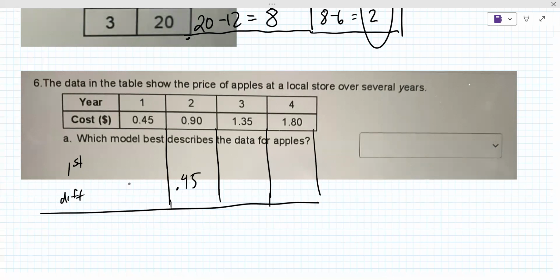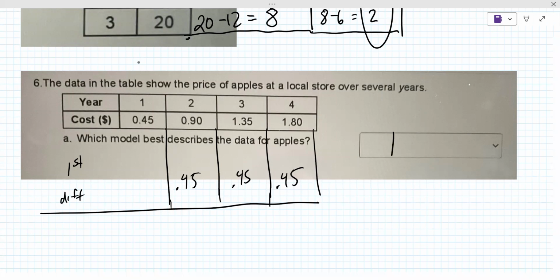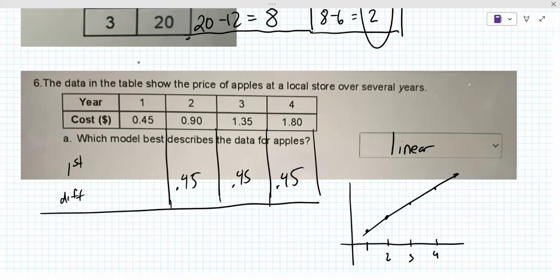0.45. Yes, they're all 0.45. And so does that make this, what kind of model is this then, if their first difference is all the same? Linear. Yes. So if you were to graph this, and you don't have to graph it very nicely, there's 1, there's 0.45, there's 2, there's 0.9, 3, 1.35, and you start noticing it looks pretty linear.